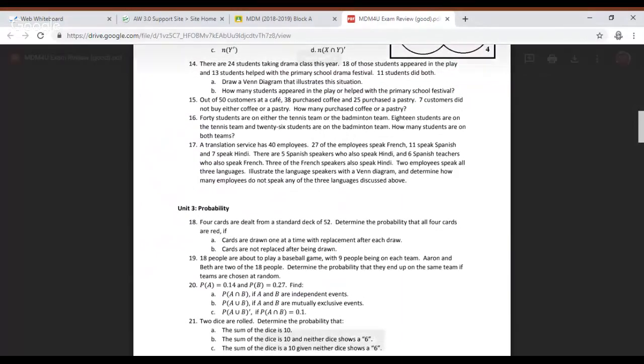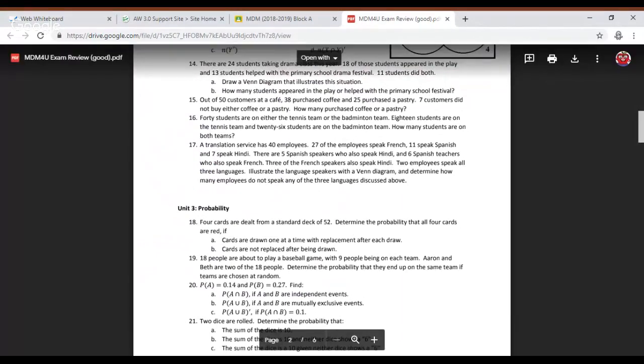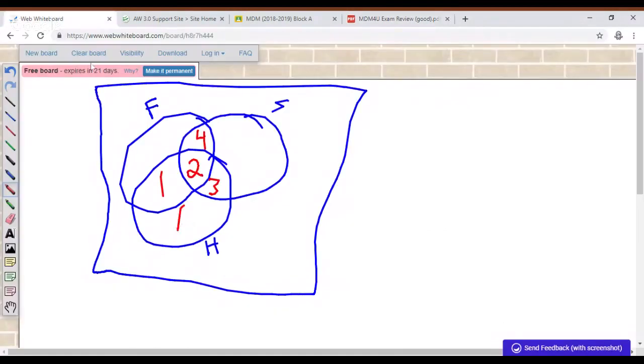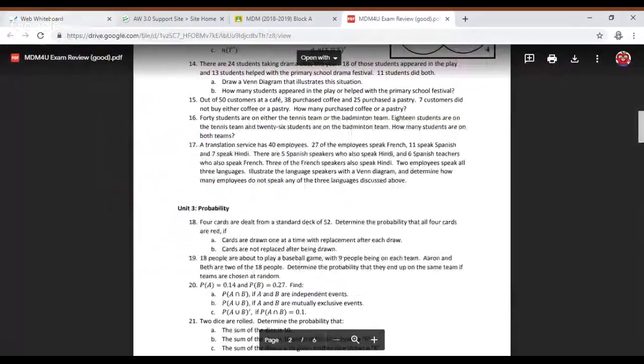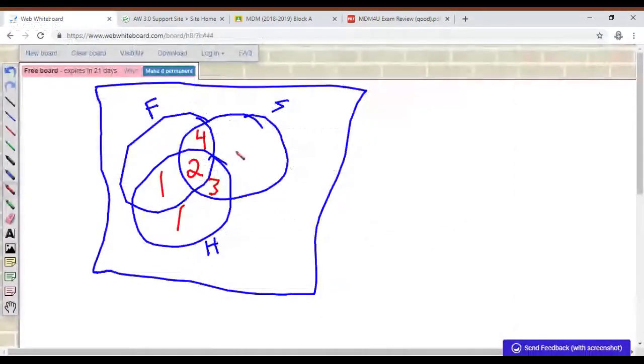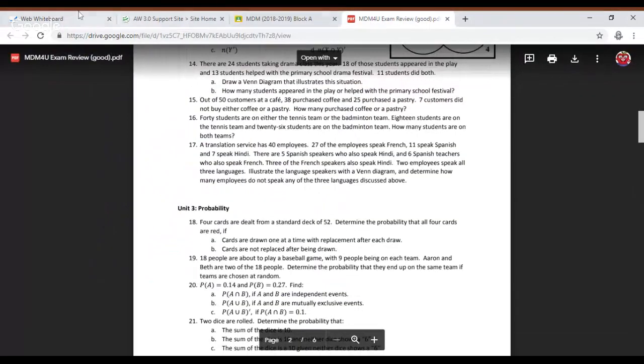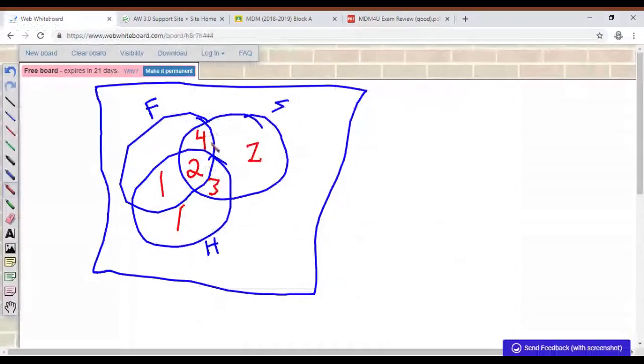there are 11, wait, where am I? 27 of the employees speak French, 11 speak Spanish, and 7 speak Hindi. Okay, so 7 of the employees speak Hindi. I've already counted 6, so there's 1 more. 11 speak Spanish, so I've already counted 9, so there's 2 more. 27 speak French, so I've got 7 represented, so there's 20 more.